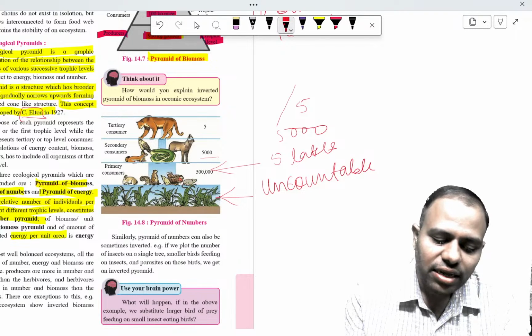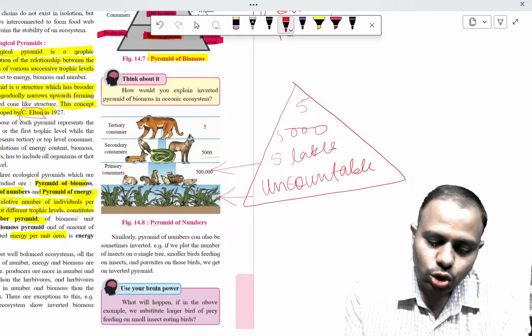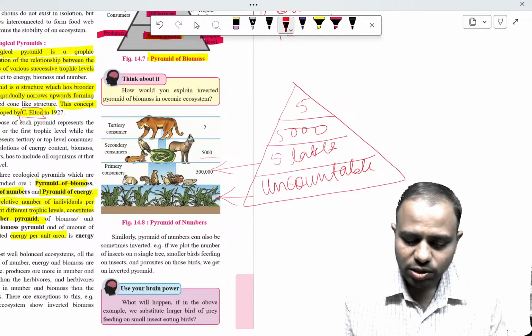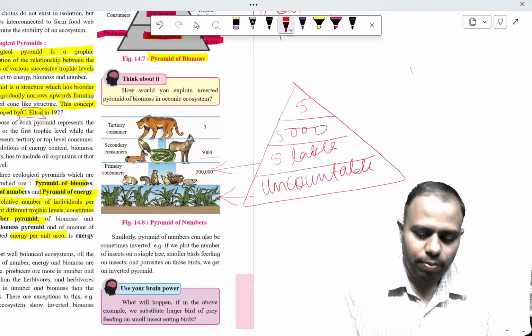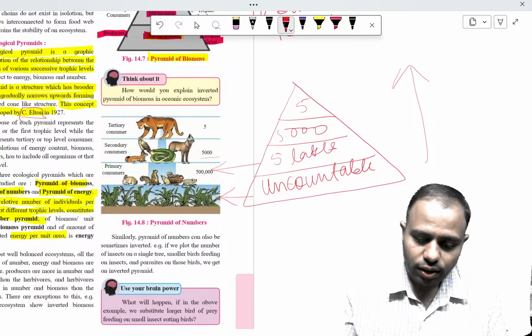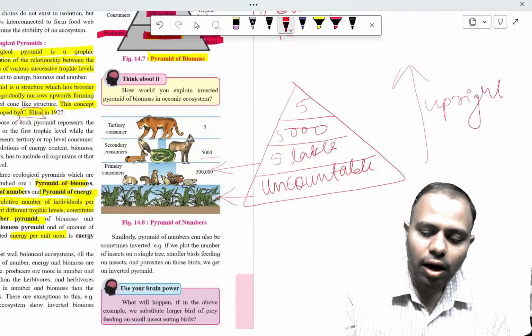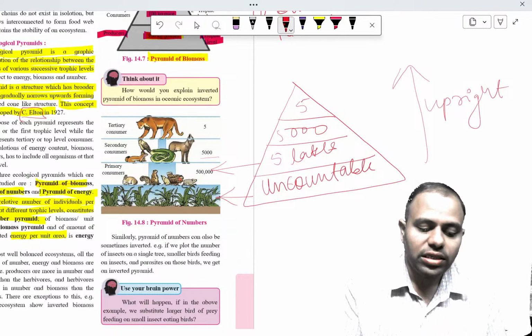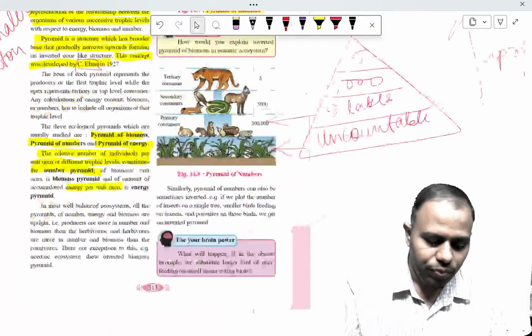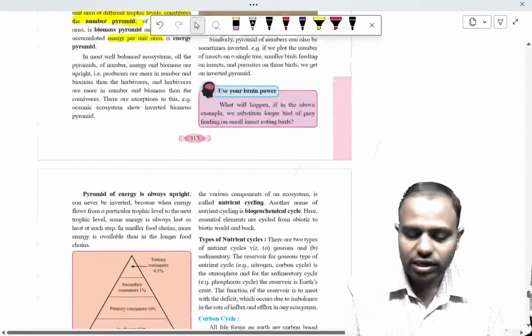You can see this can be represented by a pyramid where the number of organisms at the base is maximum. This is an upright pyramid. So this represents the pyramid of number. I think the pyramid of biomass and the pyramid of number are clear to all of you.